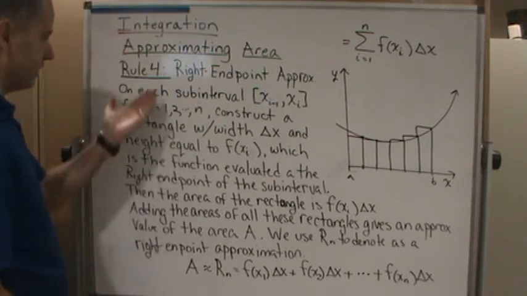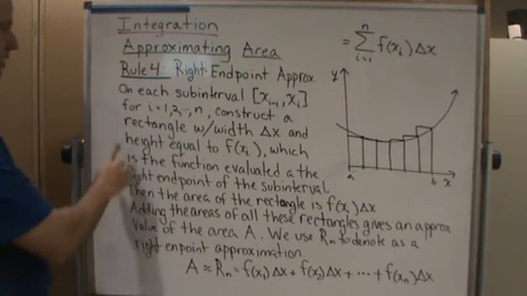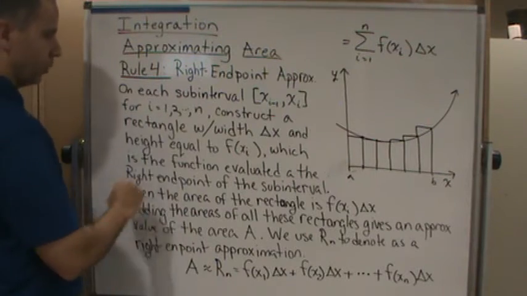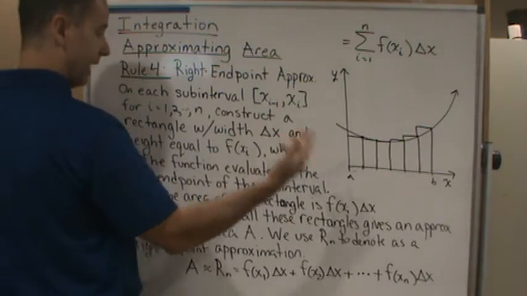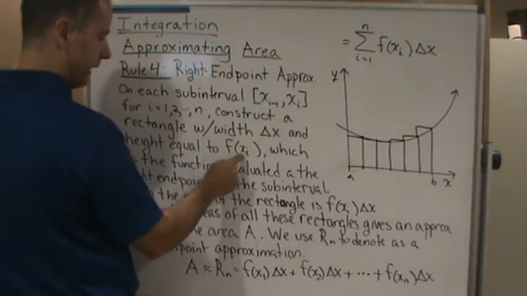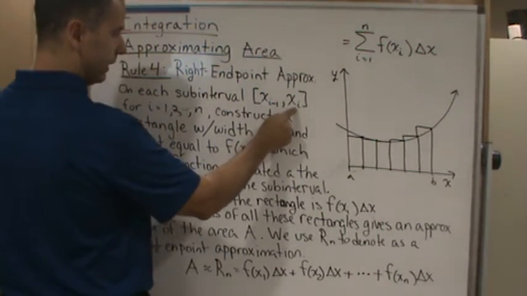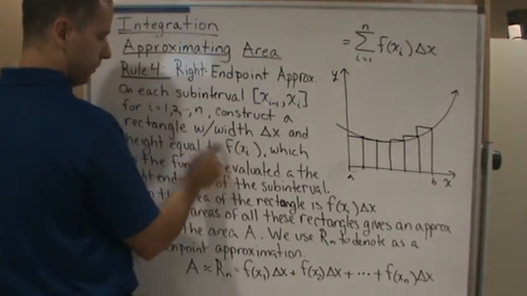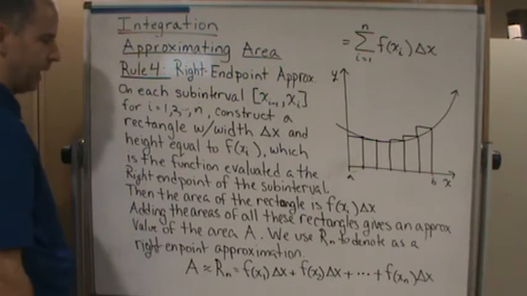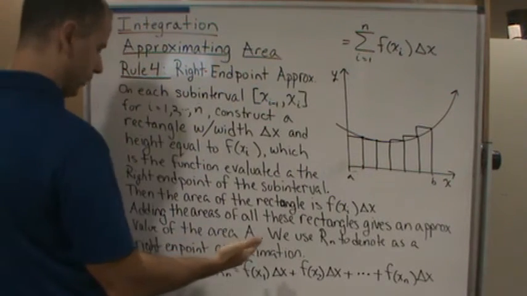So again, this is rule number 4 for doing right endpoint approximation. So again, it says on each subinterval, x sub i minus 1 to x sub i, for i equals 1 to n, we're going to construct a rectangle with width delta x. Again, we're doing a regular partition. And the height is going to equal f of x sub i now, not x sub i minus 1, because now we're doing the right endpoint. So x sub i is what we're going to use to find the height of the rectangle, which is f of x sub i. Okay? And again, this is evaluated at the right endpoint of the subinterval.